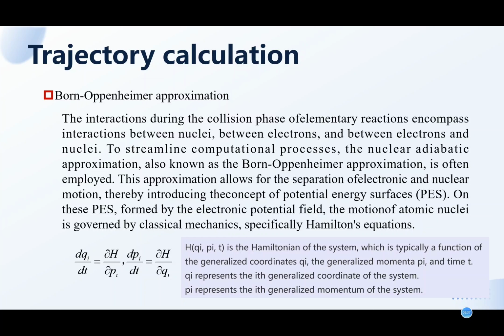Born-Oppenheimer approximation. The interactions during the collision phase of an elementary reaction encompass interactions between nuclei, and between electrons and the nuclei. To streamline the computational process, the nuclear adiabatic approximation, also known as the Born-Oppenheimer approximation, is often deployed. This approximation allows for the separation of electronic and nuclear motion, thereby introducing the concept of the potential energy surface. On this PES, formed by the electronic potential field, the motion of atomic nuclei is governed by classical mechanics, specifically Hamilton's equations.